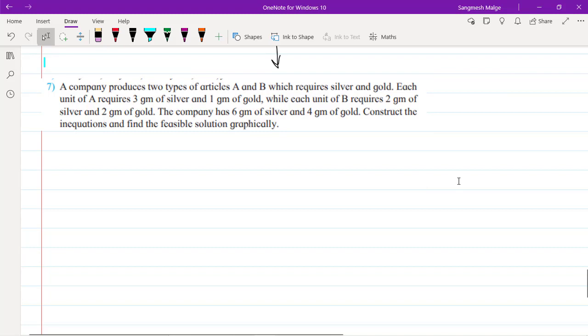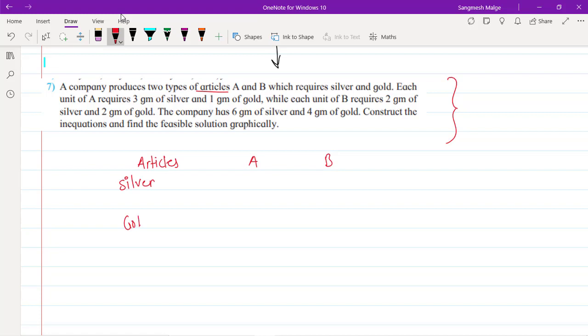Okay, let's first try to get the inequalities with the help of this passage. A company produces two types of articles. Okay, so we will write down the articles here. Articles A and B we have, which require silver and gold, so they require silver and gold. Good.